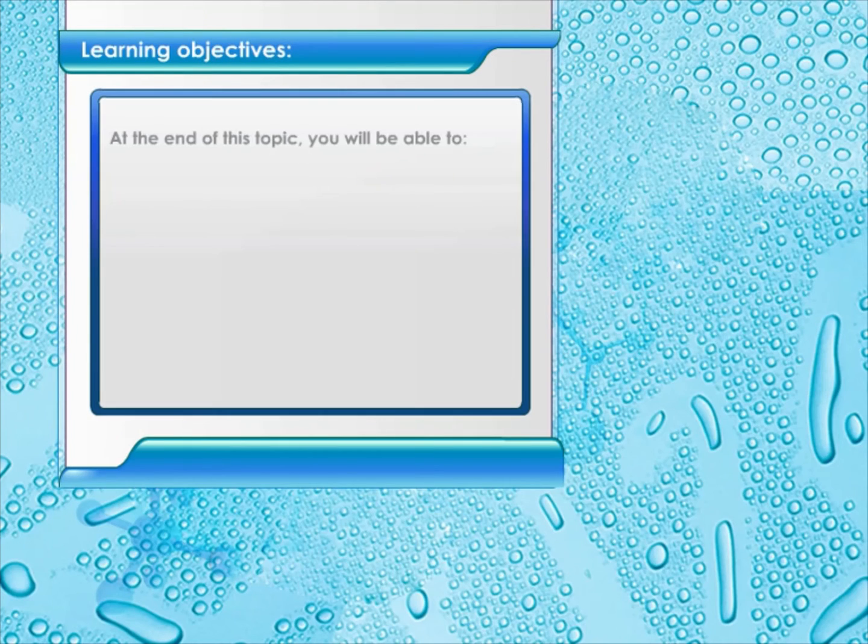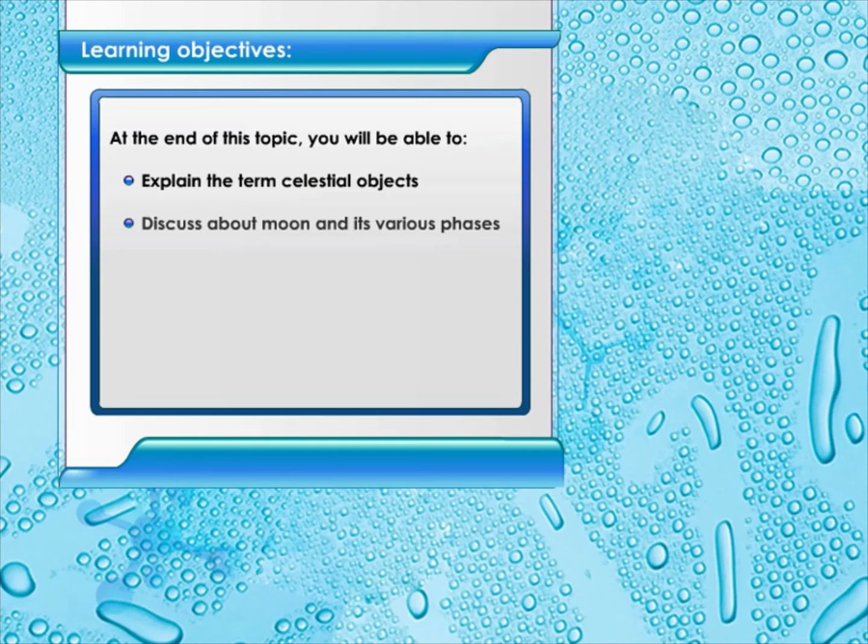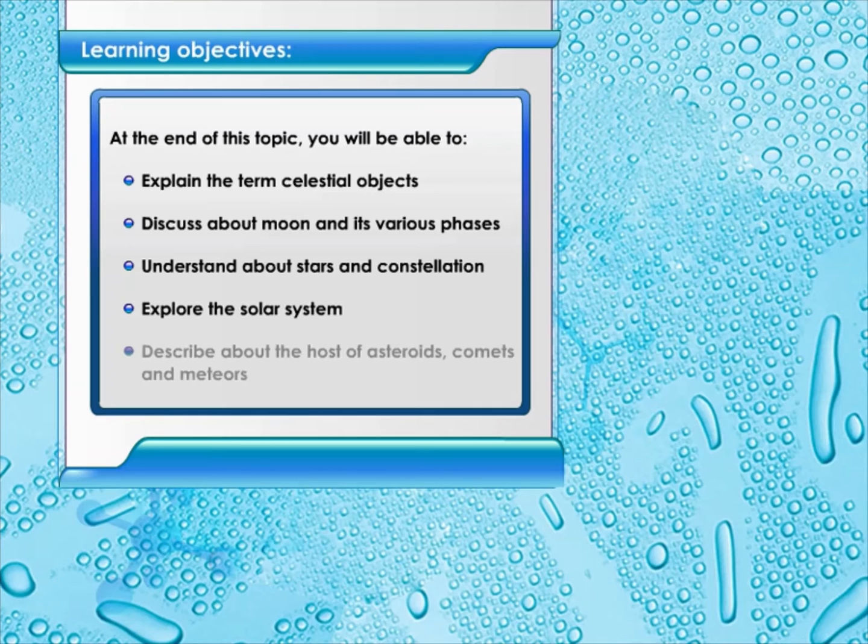Learning objectives. At the end of this topic, you will be able to explain the term celestial objects, discuss the moon and its various phases, understand stars and constellations, explore the solar system, and describe the host of asteroids, comets and meteors.